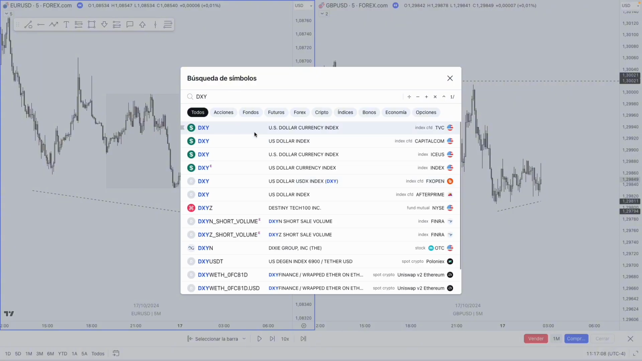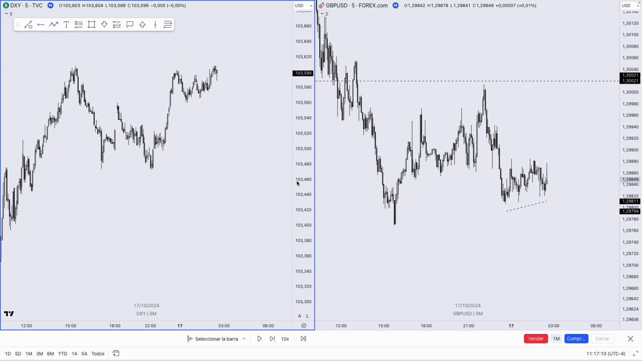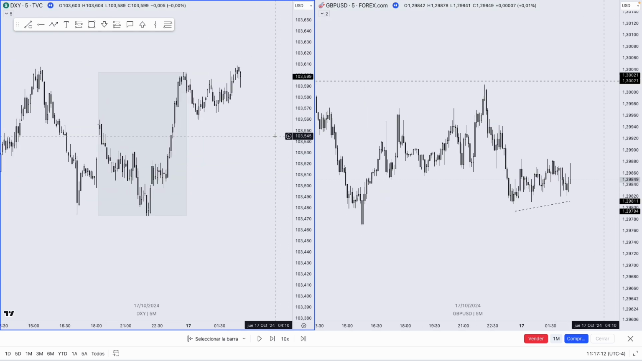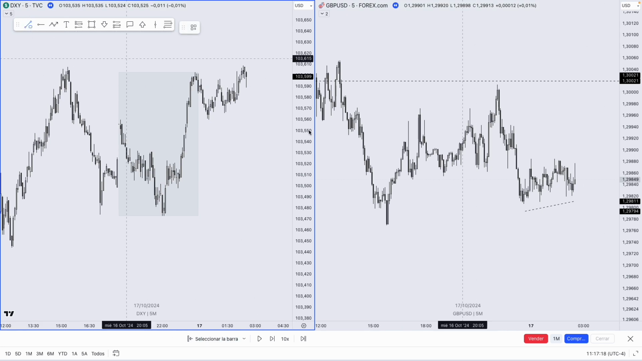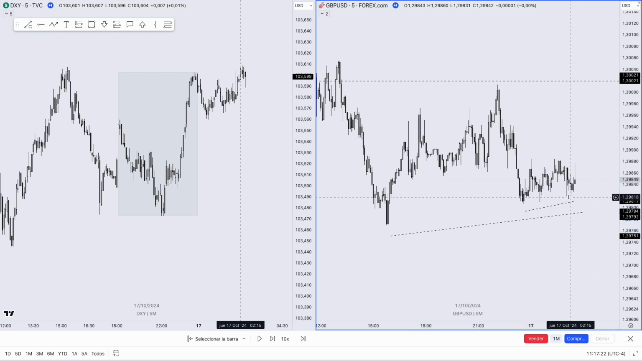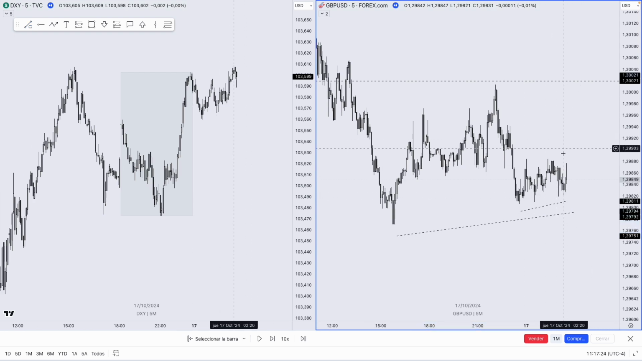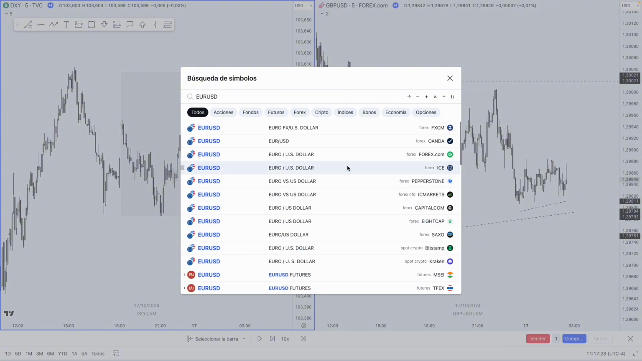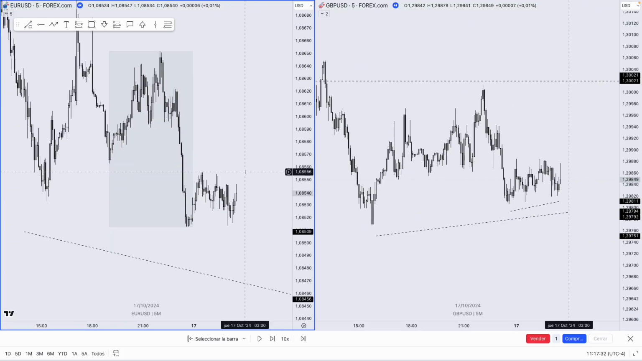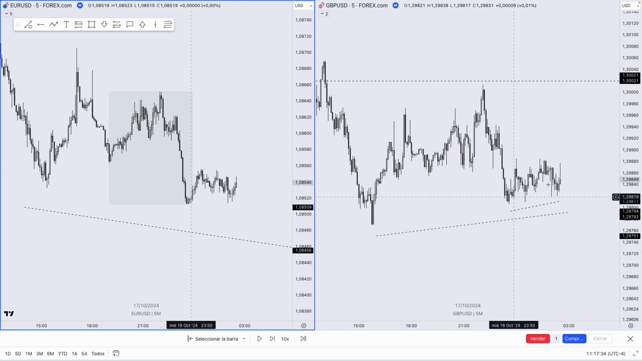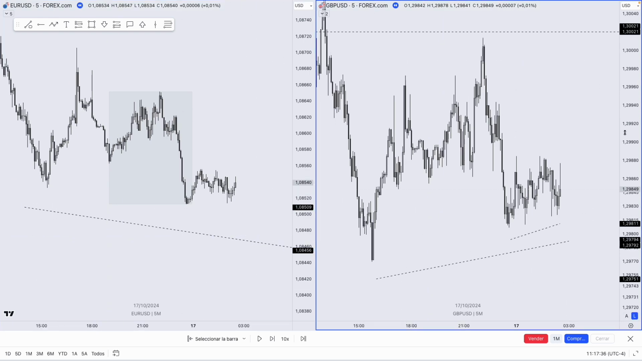Let me go quickly to DXY. You see how DXY had taken this high and also this high. So we had like a double SMT, which was this one. This was for me really bullish. SMT here and SMT here. With Euro the only SMT was the big one, not the small one but the big one.